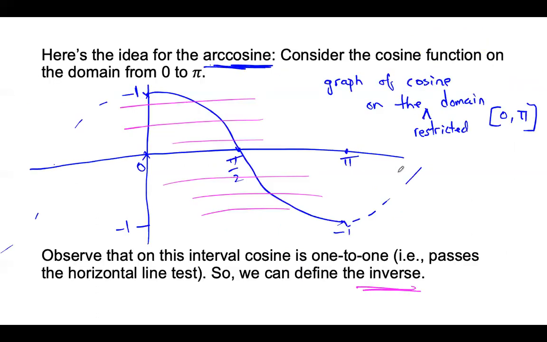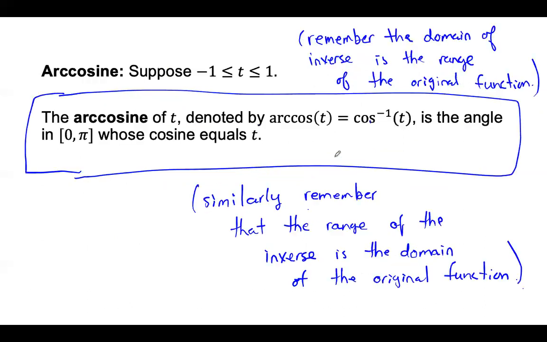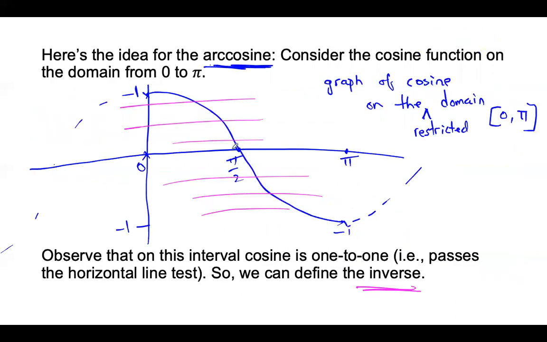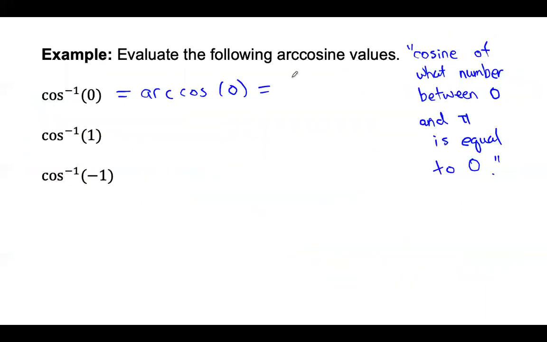So this is what we're looking for. If we go back to our graph, what number between 0 and pi is equal to this 0? Anyone from reading the graph? Yeah, pi over 2. So it's just pi over 2.